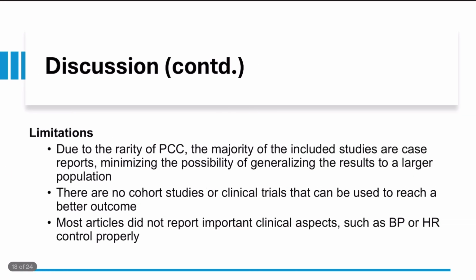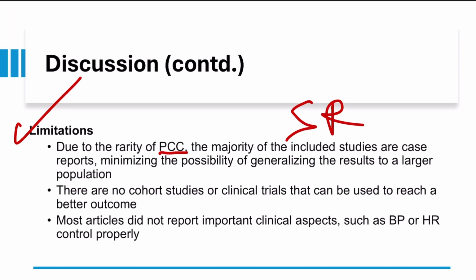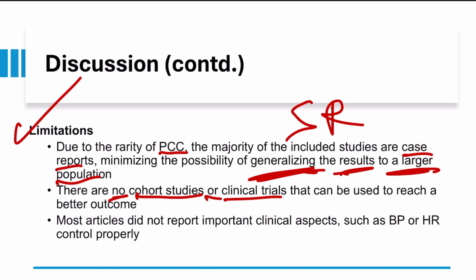This was about the main part of the discussion. Now let's discuss the limitations. Due to the rarity of pheochromocytoma, because it is a comparatively rare disease, the majority of the studies included in this systematic review were case reports, and because of this they decrease the possibility of generalizing the results of the systematic review to a larger population. Also, there were no cohort studies and clinical trials in this systematic review, which would have generated a better level of evidence. Then most articles did not report important clinical aspects such as BP and heart rate control properly. So these are the limitations.